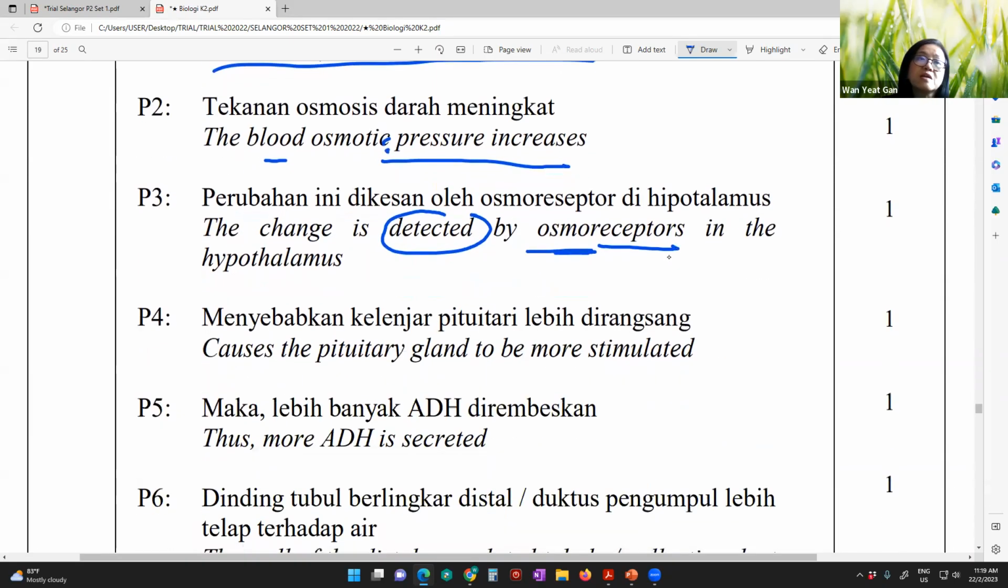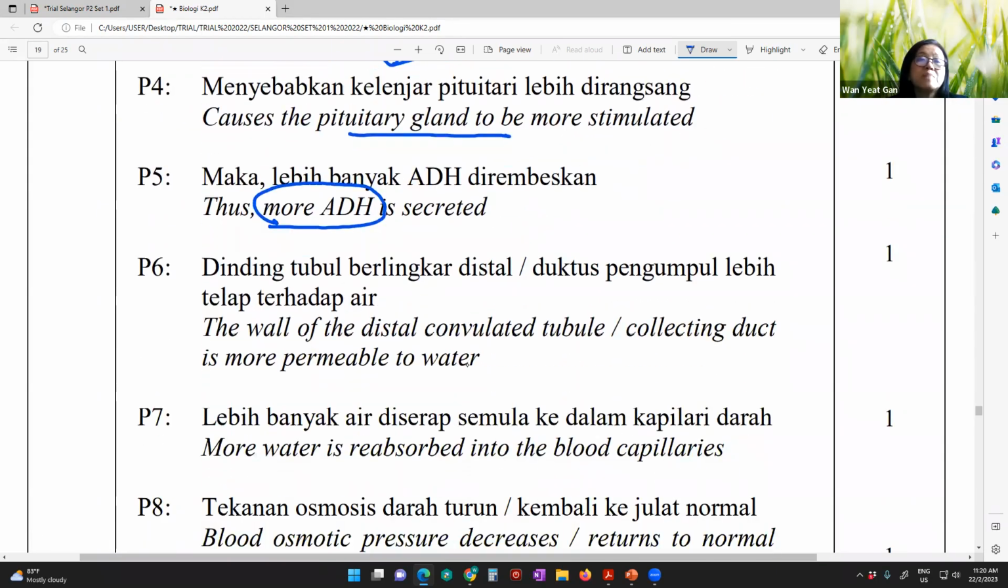Okay, osmoreceptor is found in the hypothalamus, and once it's detected by the osmoreceptor, it will send a nerve impulse to the pituitary gland, which will be stimulated to secrete more ADH. Now, ADH is antidiuretic hormone, which actually causes the reabsorption of more water. All right, so what happens now is the wall of the distal convoluted tubule and the collecting duct will become more permeable.